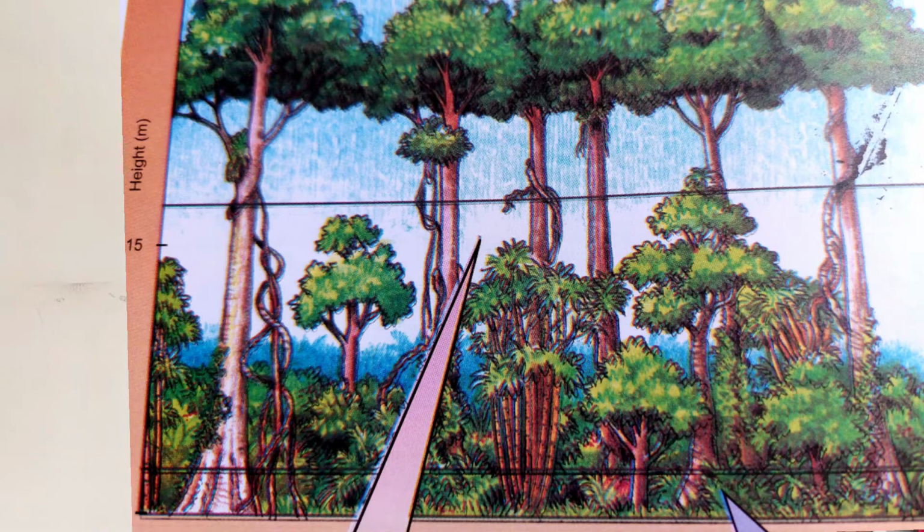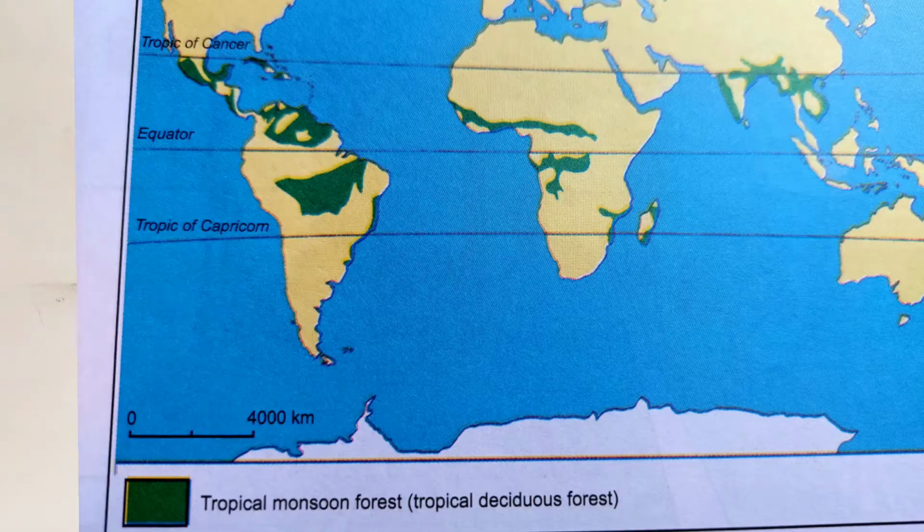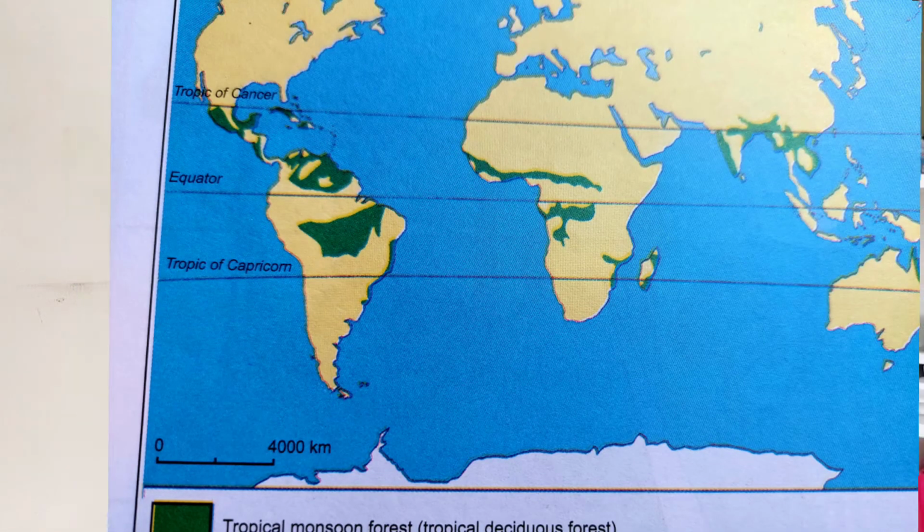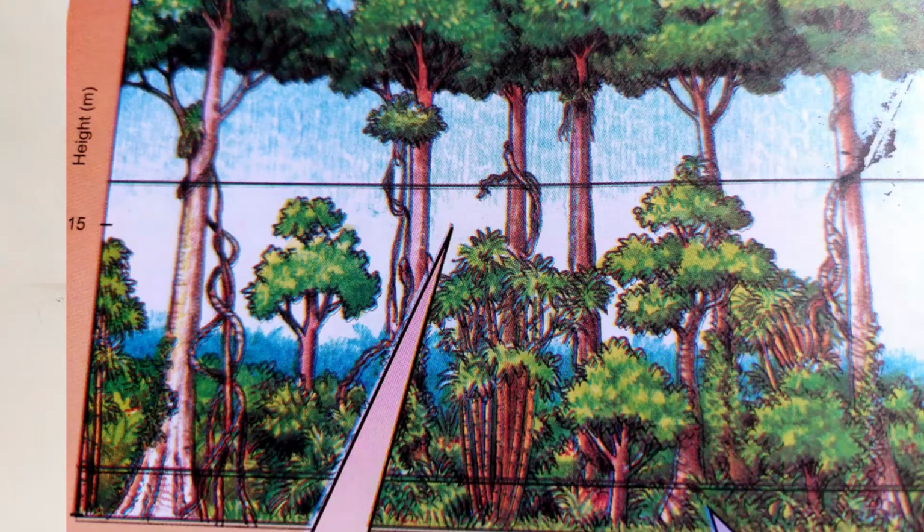Another forest is the tropical monsoon forest. Tropical monsoon forest means rain happens all the time, that is the monsoon. We can see this type of forest in India, Southeast Asia, China, South Central Africa, the West Indies, Central and South America, and Australia also. So what are the characteristics?